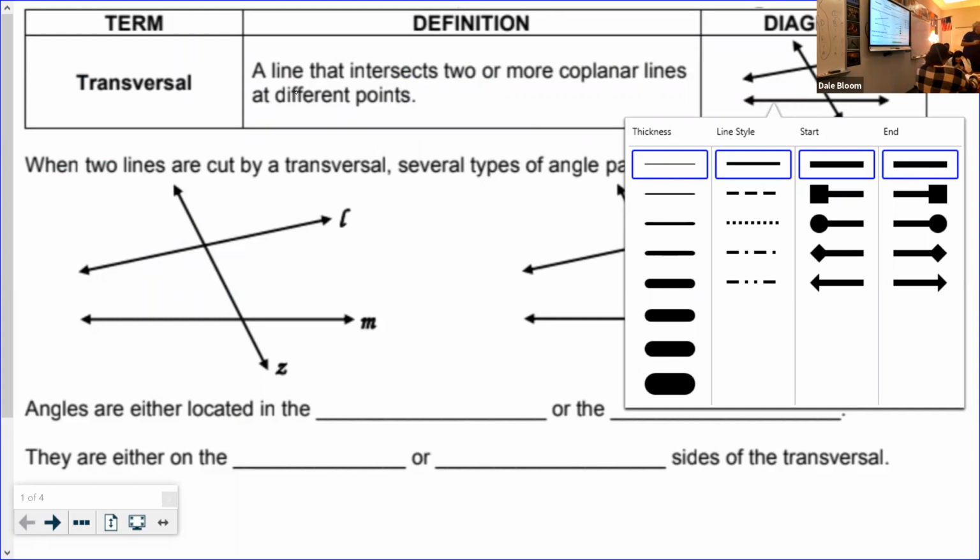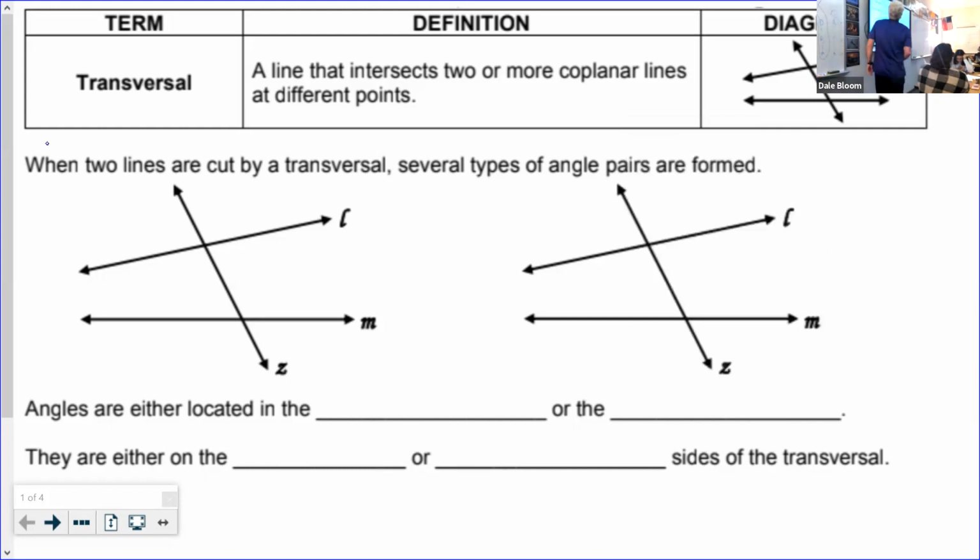All right, we're going to talk about this scenario. You guys see this picture? When you have a line that intersects two or more lines, it's called a transversal. It's called a transversal, okay? We have several types of angle pairs that are created.